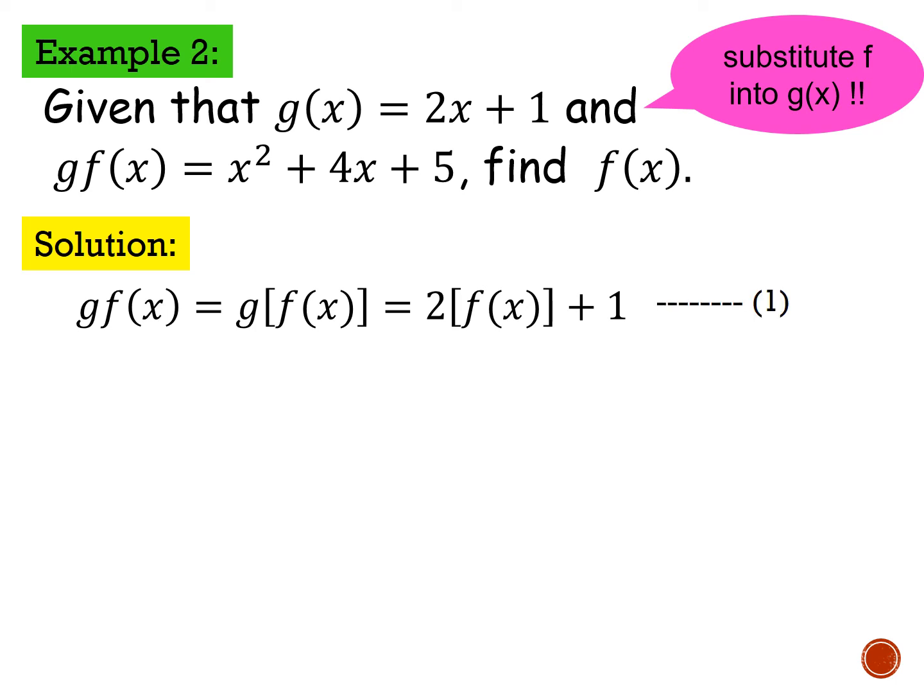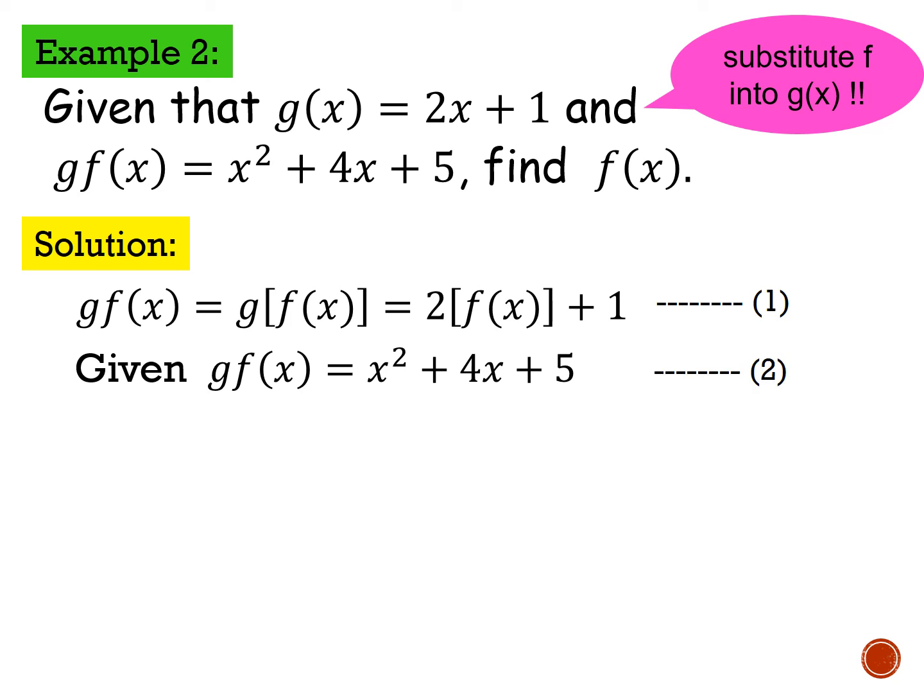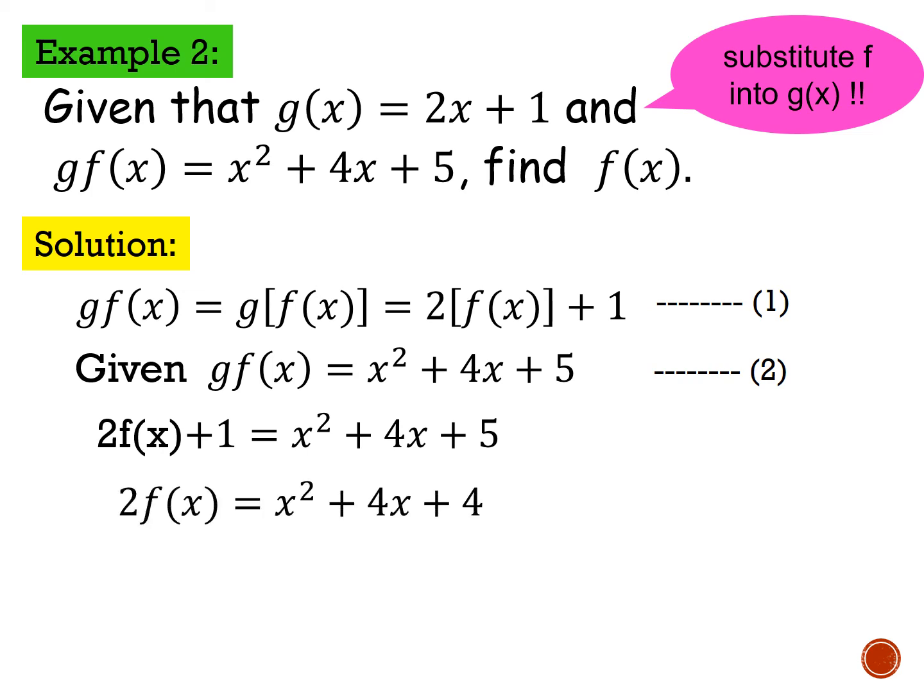And then we equate it with g(f(x)) given as x squared plus 4x plus 5, equation number 1. So then we get 2f(x) plus 1 equals x squared plus 4x plus 5. Then we solve until we get f(x). So 2f(x) equals x squared plus 4x plus 4. Then we divide by 2, we get f(x) equals 1 over 2 (x plus 2) squared.